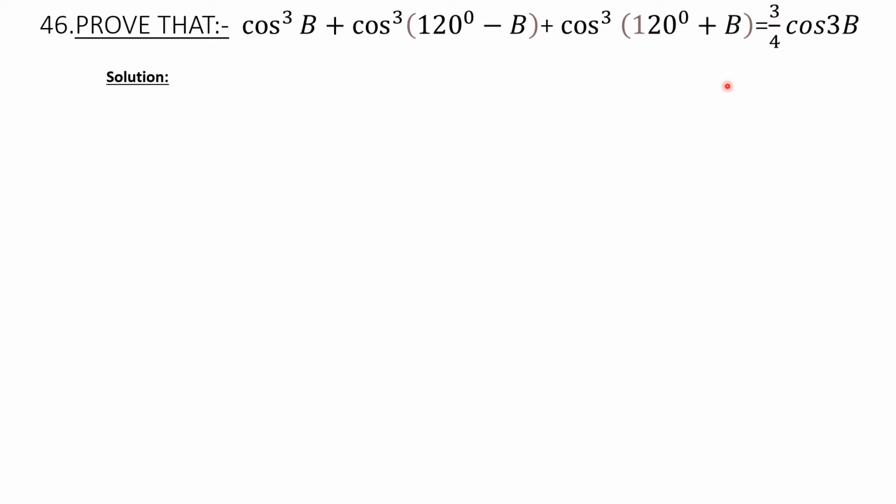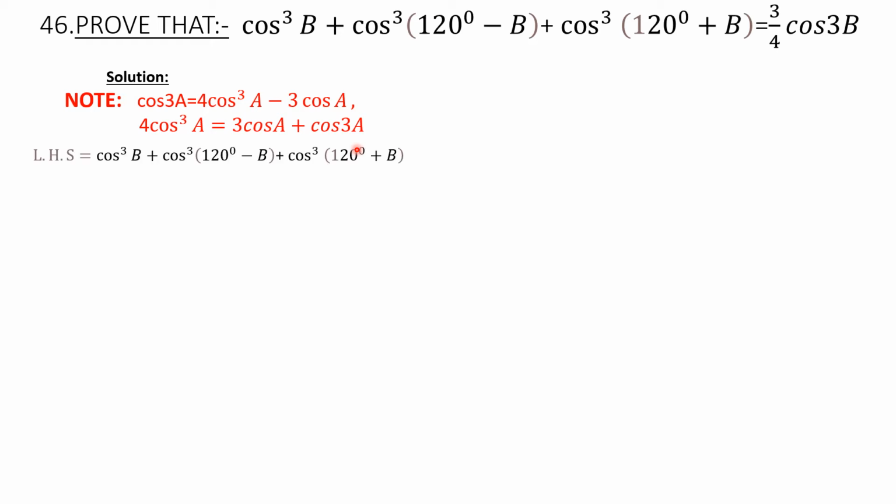So solution. Before we begin, we must know some formulas that we require over here. The formula is cos 3a is equal to 4 cos cube a minus 3 cos a, and on simplification of this formula we'll get this one. I hope this is clear. Now let's continue with the left hand side. In the left hand side we have copied the question.